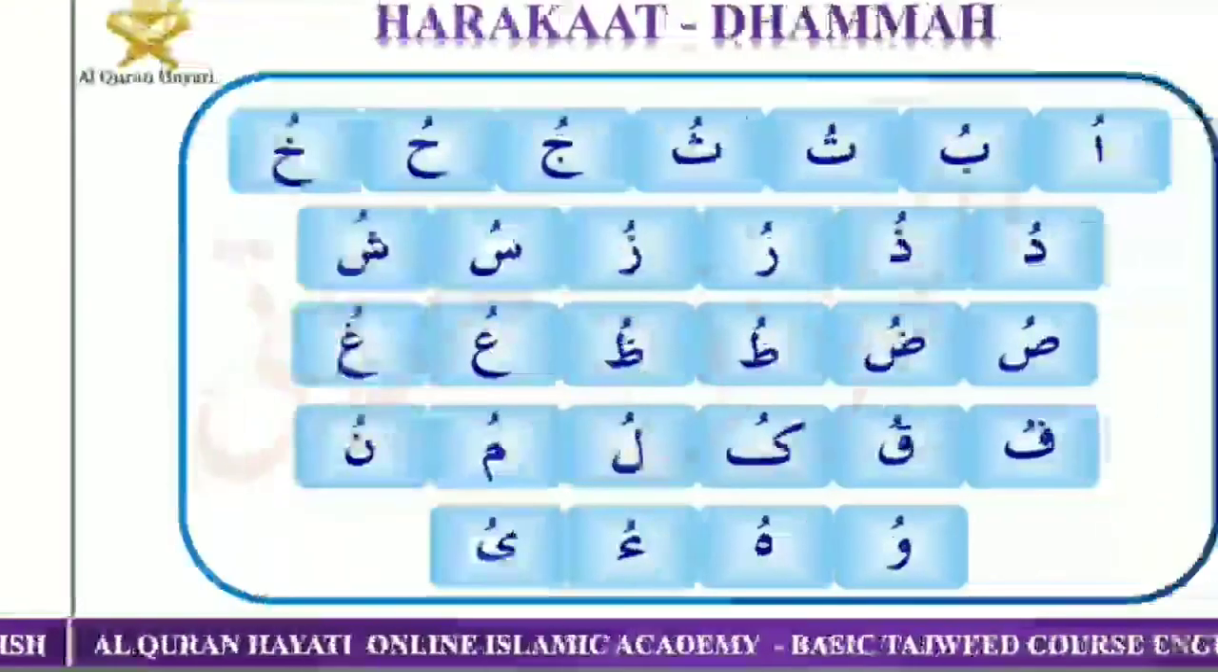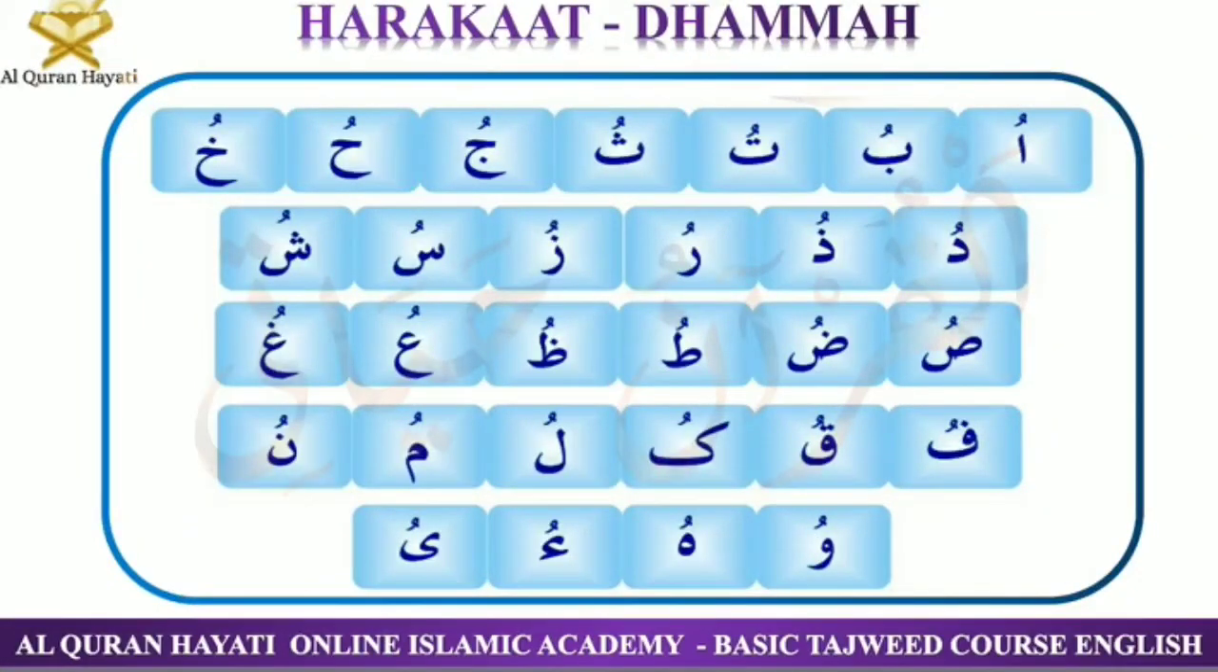Alhamdulillah. Now we'll see the letters with dhamma. How do they sound? U, bu, tu, su, ju, hu, du, ru. Ra is now heavy, it has dhamma. It is not ru, it is ru. Okay, heaviness. Zu, su, shu. Now these four huruf al-musta'aliya must be heavy.